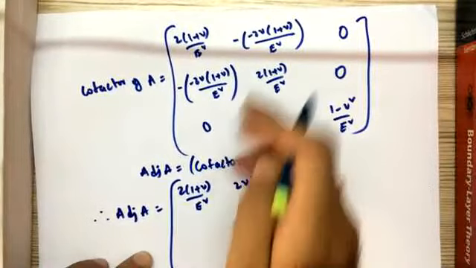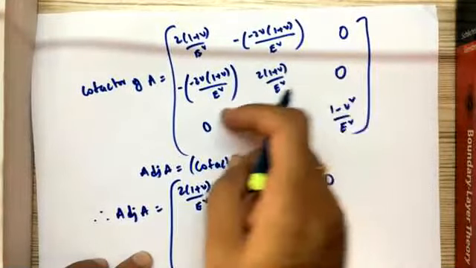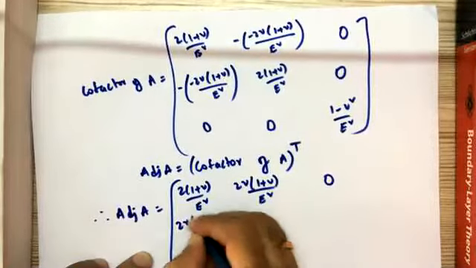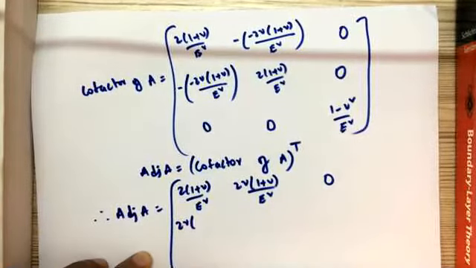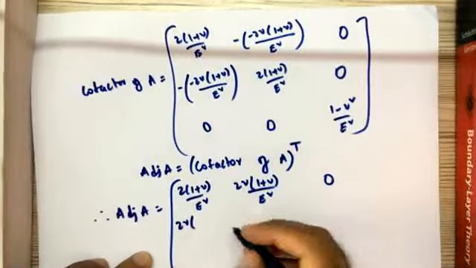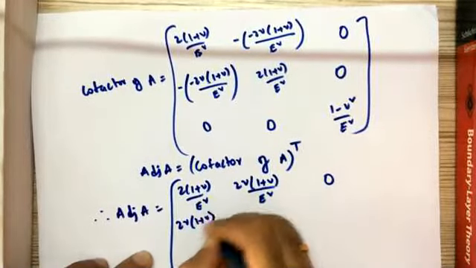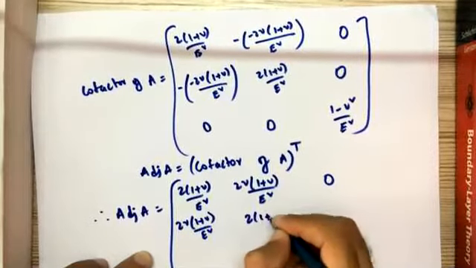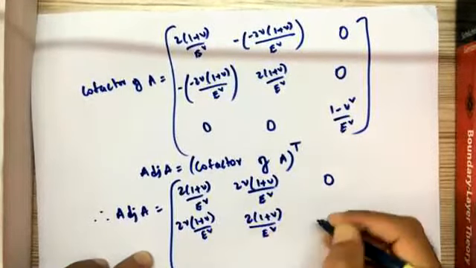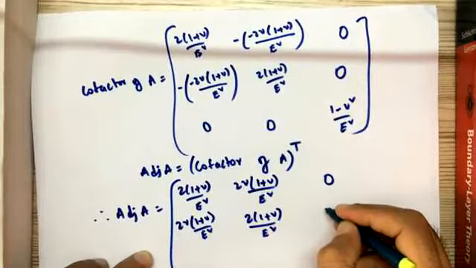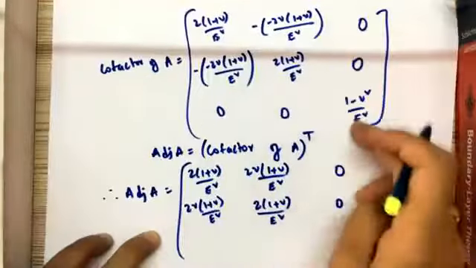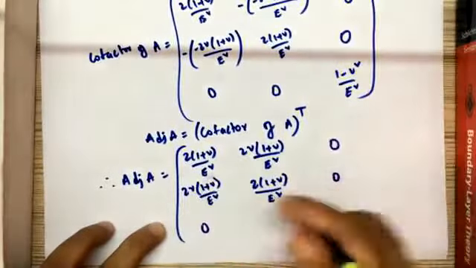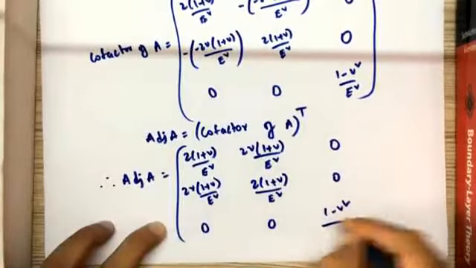Now second column, you turn second column into second row. So minus into minus becomes plus, 2 nu into (1 plus nu by e) square, 2 into (1 plus nu by e) square, and this one is 0. Next, you put third column into third row: 0, 0, 1 minus nu by e square.